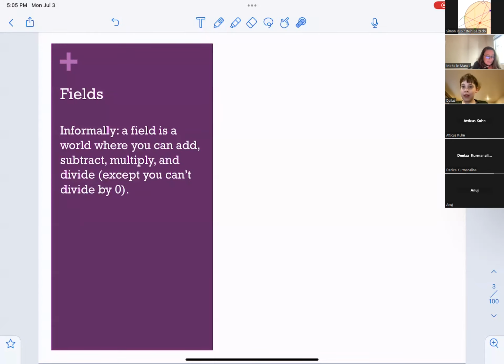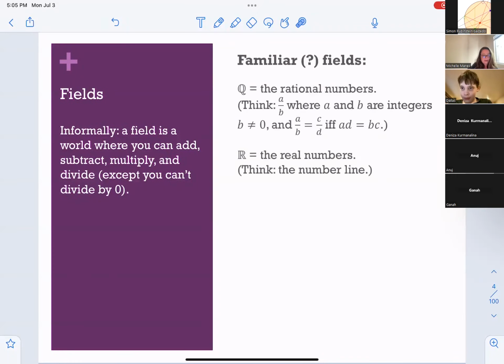So I think some of you maybe have studied a little bit of abstract algebra and might know what a field is. And if you don't, that's okay, because all you really need to know is that a field is a number system where I can add, subtract, multiply, and divide, except of course I can never divide by 0. That's bad no matter where I live, right? And there are lots of fields that you already know about.